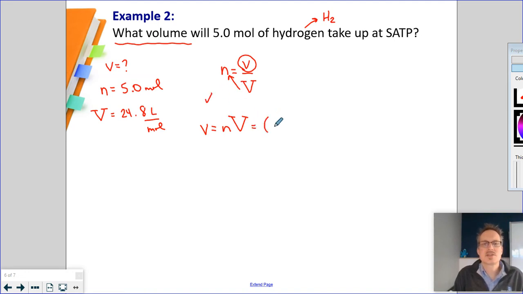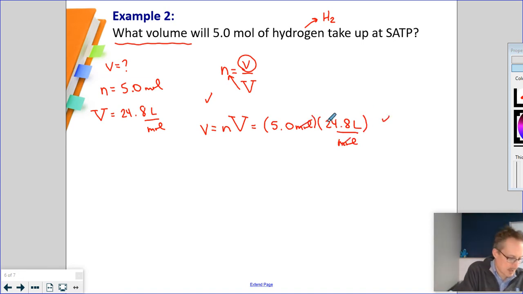So you would get a mark for both formulas. You then are going to substitute in numbers in correct units. So 5.0 moles times 24.8 liters per mole. Again, moles on top, moles on bottom. You get a mark for substituting with units. So 5 times 24.8, enter. And my answer for volume would be 124 liters.